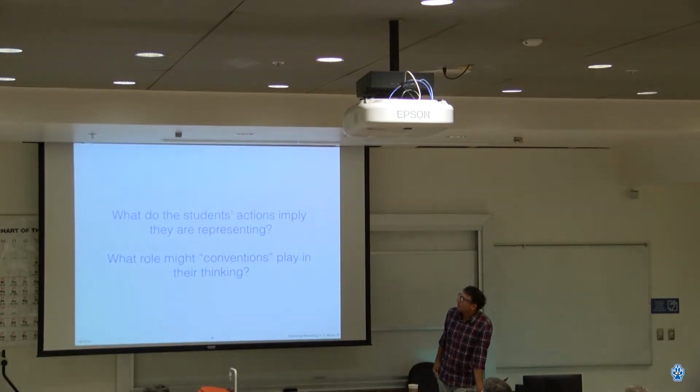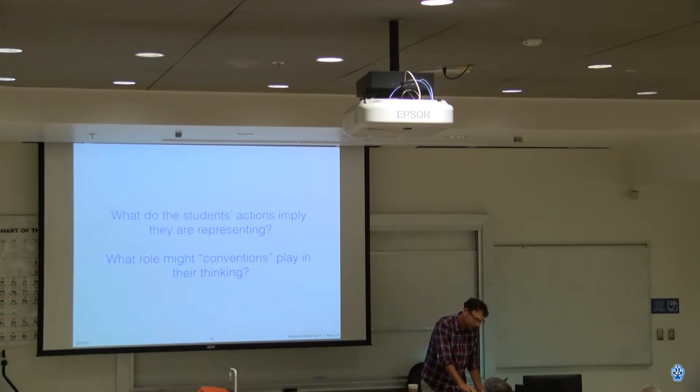Okay, now as I present some data around some of the different tasks, I want you to be thinking about these two questions. So what do the students' actions imply they're representing? So as the students are discussing things, what are they discussing? What is the nature of the object that they're talking about? And then think about what role conventions might be playing in their thinking. There's a reason I use quotations here, which I'll touch on later. But for now, just what role might conventions play in their thinking?